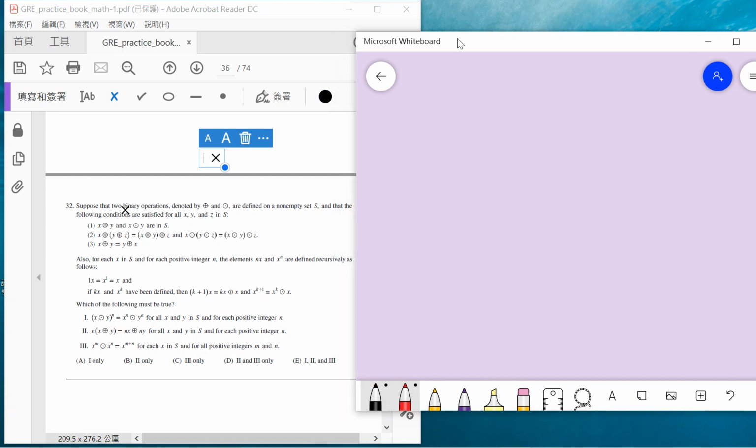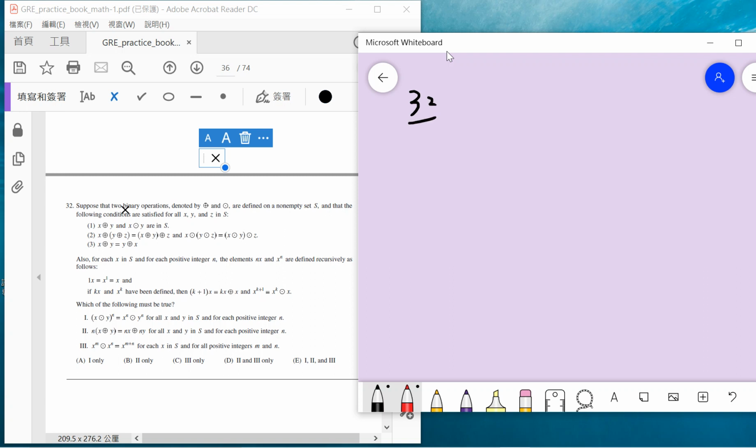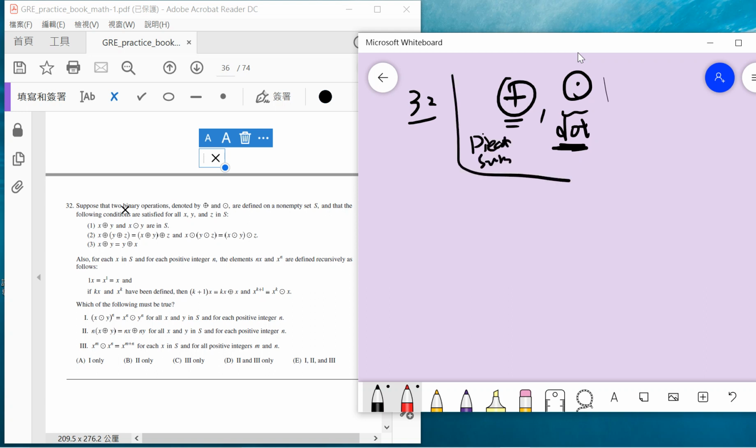So today we solve the 32. It gives you two operations, which I call the direct sum and the dot operation, and they satisfy these properties. So you need to know that the direct sum is commutative, but dot is not.